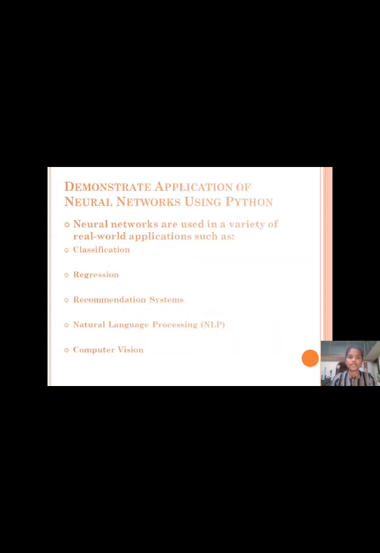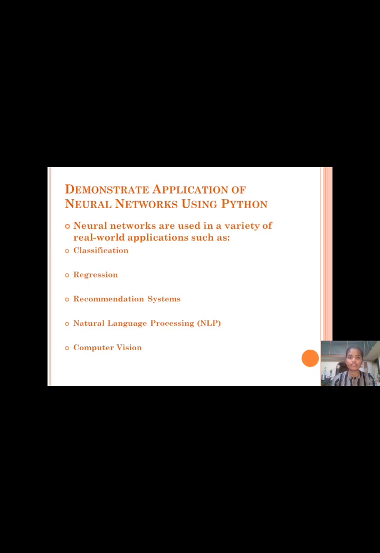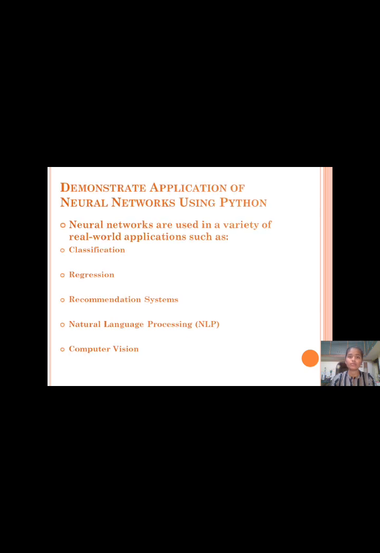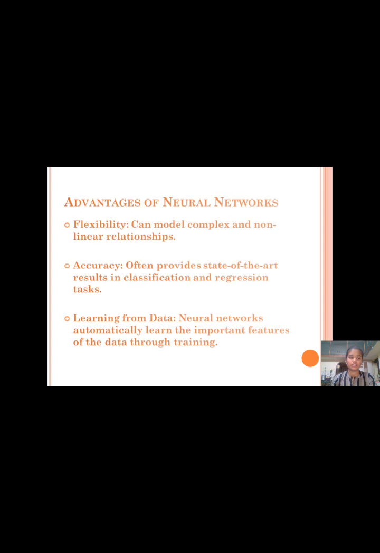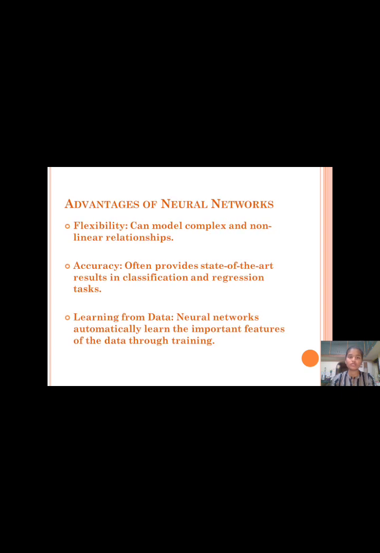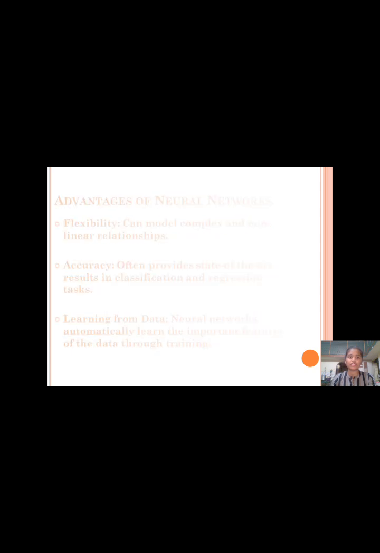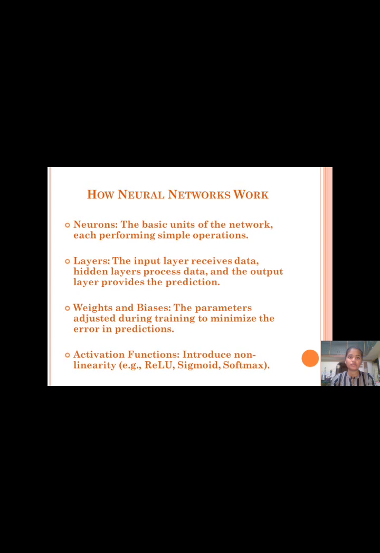And next was demonstrating applications of neural networks. Neural networks are used in a variety of real-world applications, such as classification, regression, recommendation systems, natural language processing, and computer vision. And next was the advantages of neural networks. These are some advantages: flexibility, accuracy, learning from data. And last but not least was how a neural network works.